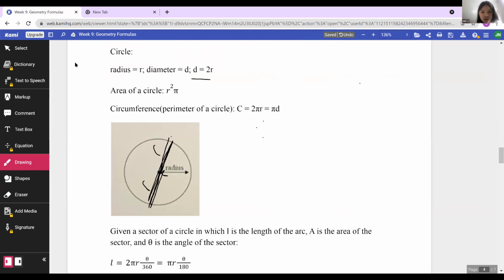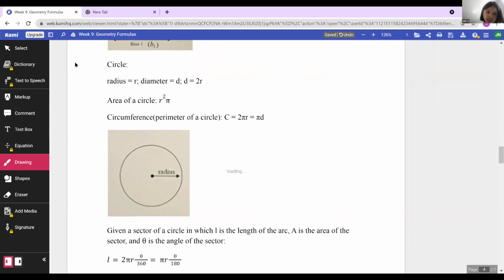And the area of a circle is r squared times pi, and the circumference, which is a word that means the perimeter of a circle, is pi times d, or 2 pi r.